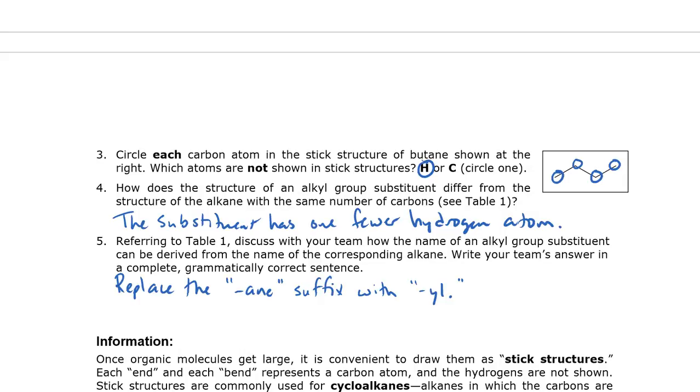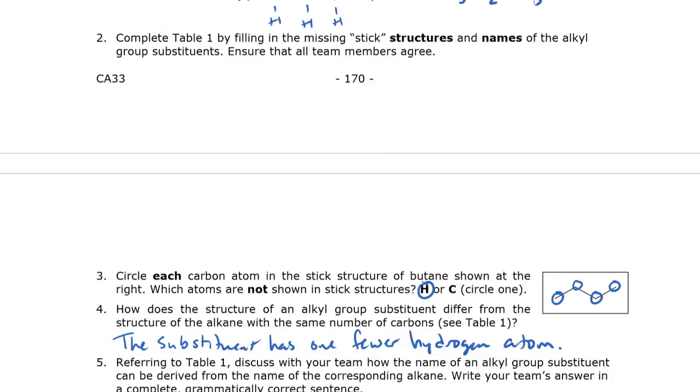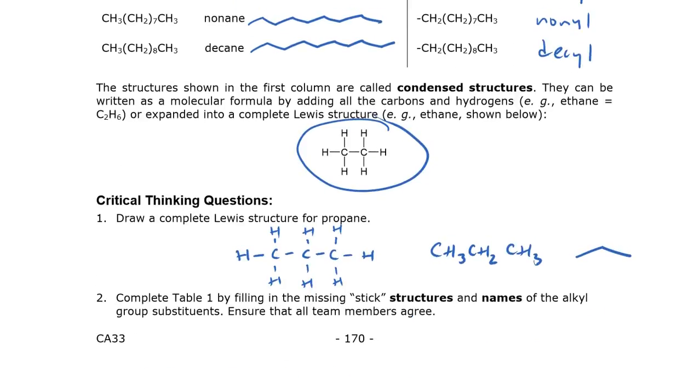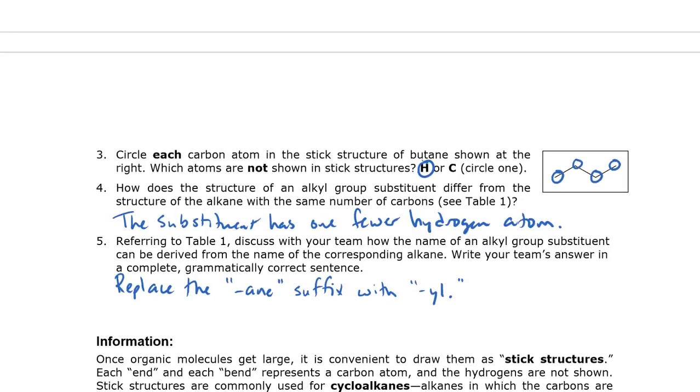Here's my sentence. I made it short. Replace the ane suffix with yl. Do you see how that works out? Every time we just take the ending, which was ane, we replace that with yl, and that changes the name of the alkane into the name of the alkyl group substituent.